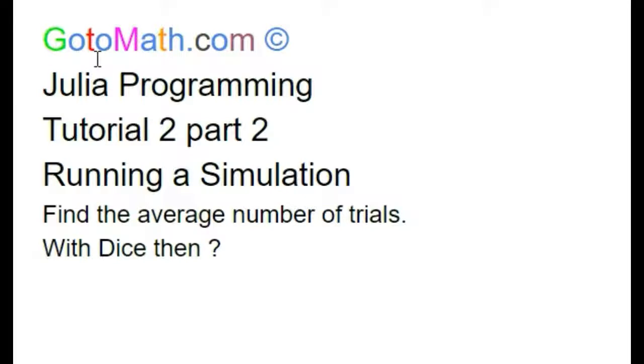Okay, we're here at GoToMath.com doing some Julia programming. This is tutorial 2, and this one will be part 3. We're running a simulation of a die. Of course, we're going to expand it to the roulette table shortly. Remember that we're trying to find the average number of trials. That is, we're going to tally up all the times that the number on top of the die occurs.